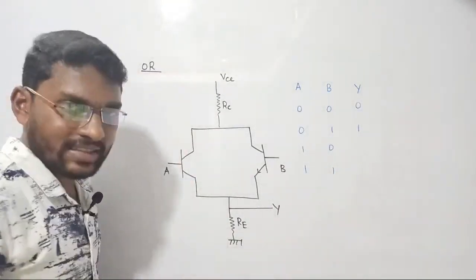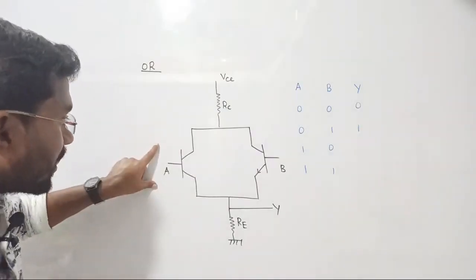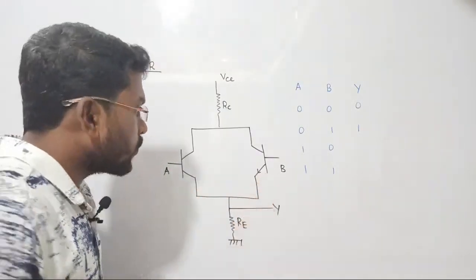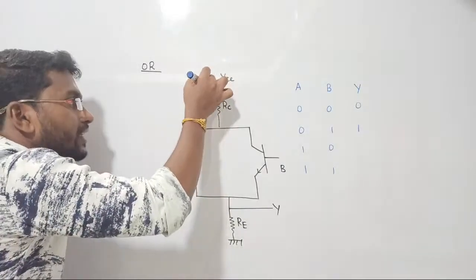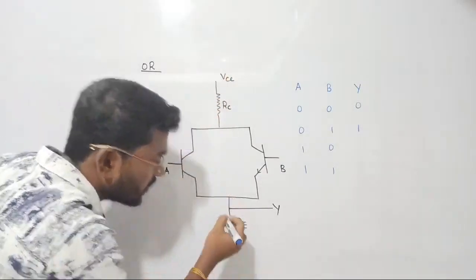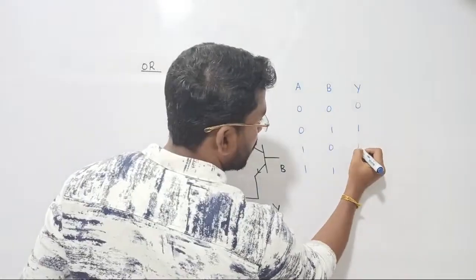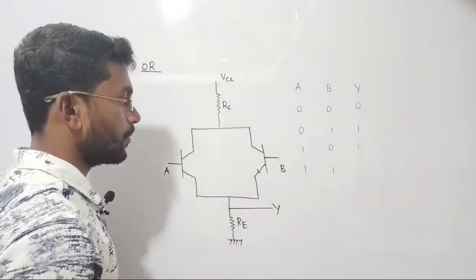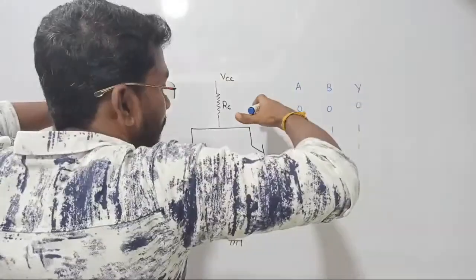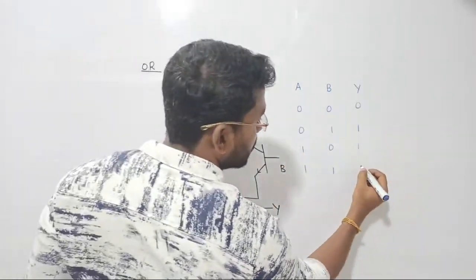If you give 1 0, the same thing will happen. This transistor will turn on, this transistor will turn off. So feeling happy. Why? Because I have created one more way to reach the output, right? So output is going to be 1. If both are 1 1, very happy, because now I have multiple paths to reach the output, right? So output is going to be 1.